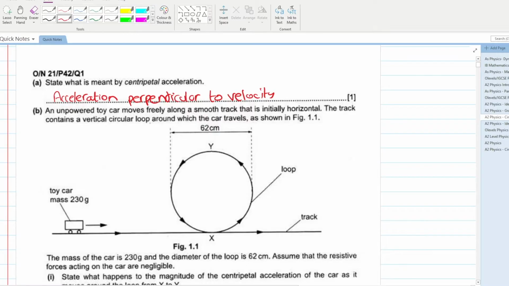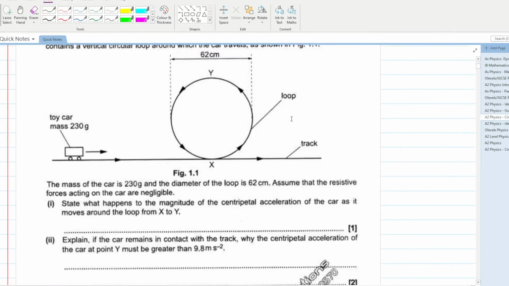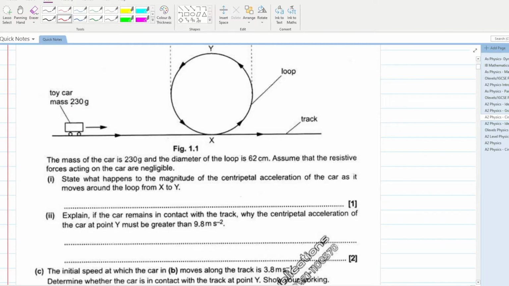An unpowered toy car moves freely along a smooth track that is initially horizontal. The track contains a vertical circular loop around which the car travels as shown in figure 1.1. This is the toy car with a mass of 230 grams, and the diameter of the loop is 62 centimeter. Assume that the resistive forces are negligible.